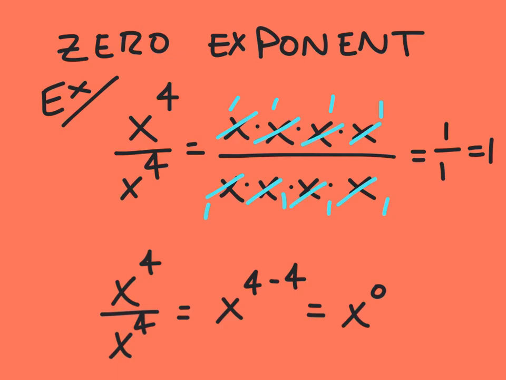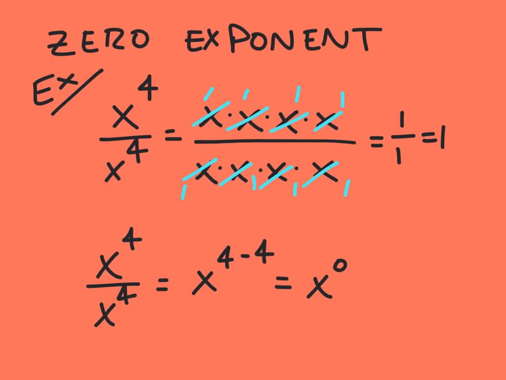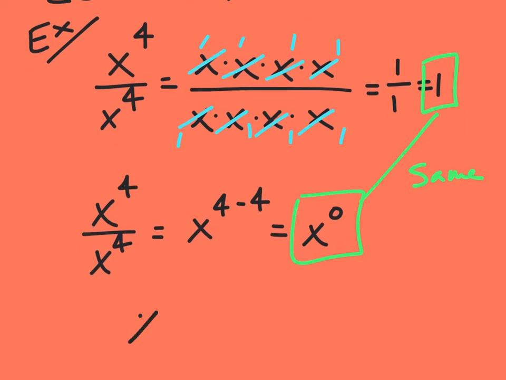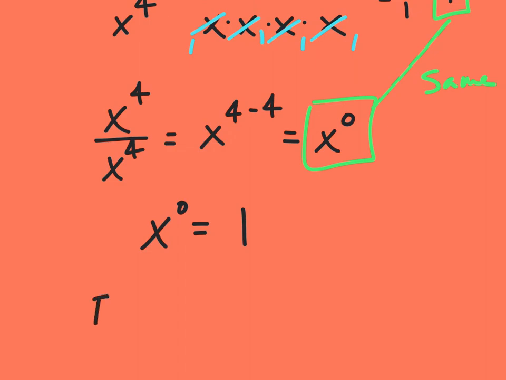Again, I'm getting two different things. If I do it by expanding it out, I get 1. If I do it by using my rule, I get x to the 0. So the conclusion we have to draw here is that, again, these two things are the same. If I write x to the 0 power, it's going to equal 1. Always. So that leads us into our rule, which states that if I take some number a and raise it to the 0 power, you get 1. Always.